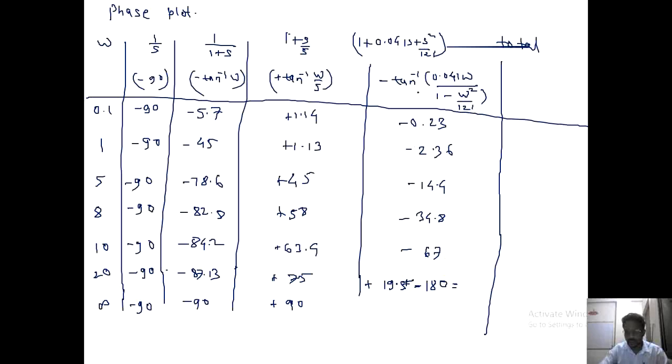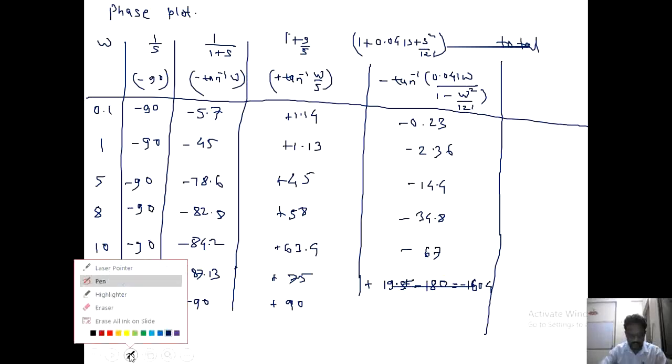If it is a simple pole and all values are minus, and suddenly you get a plus value, you should do 19.5 plus minus 90 if it is a pole. If it is a zero, plus 90. If it is a quadratic zero, plus 180. As this is a quadratic pole, you should subtract this value from 180. So 19.5 minus 180. Why did we do this? Because suddenly we got this value plus. So 19.5 minus 180 is minus 160.4.